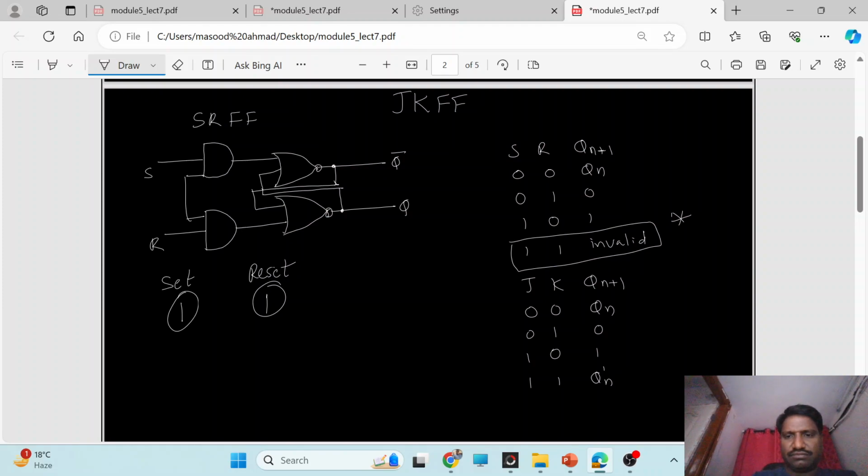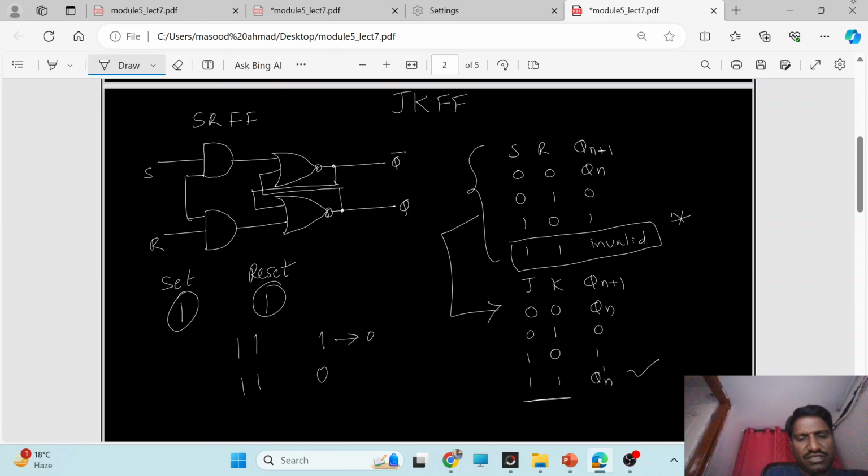So what we are trying to do is modify this SR flip-flop circuit into a JK, where when both the inputs are 1, the output will be the complement of the present state. Let's suppose 1 is stored in the flip-flop. If the inputs are 1 and 1, this 1 becomes 0. If the inputs are 1 and 1 and presently it is 0, it will become 1. That is the idea.